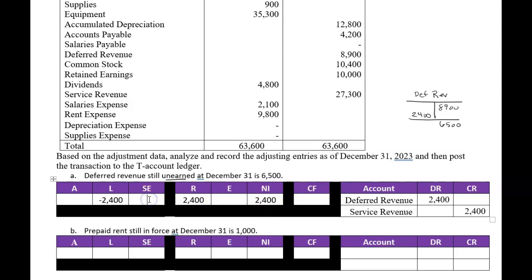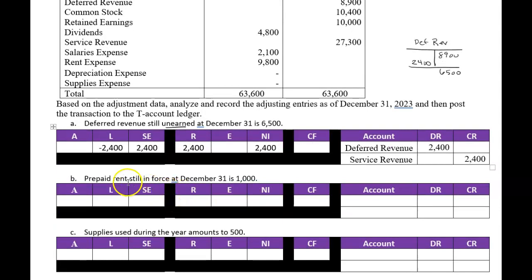Anytime income is impacted, so is equity. Notice that direct link there. So our accounting equation, assets equals liabilities plus equity, remains in balance. Our income statement, our income is going up by 24. Statement of cash flow should not be impacted because it is an adjusting entry, and typically speaking, those will never involve cash. All right, next one, prepaid rent.